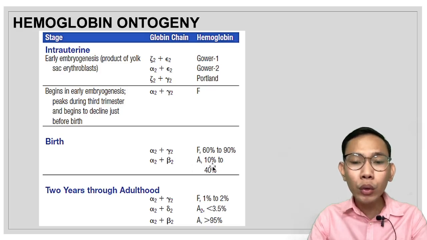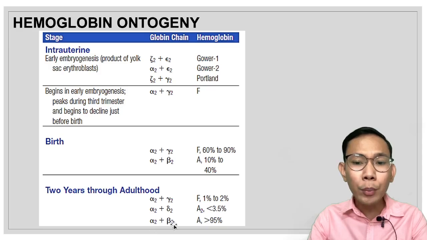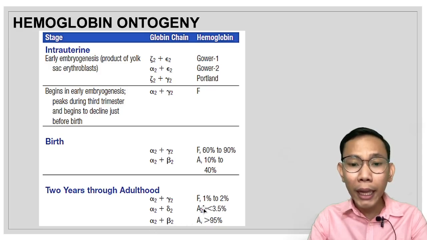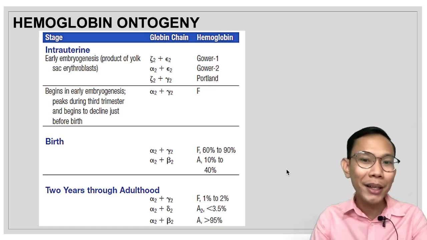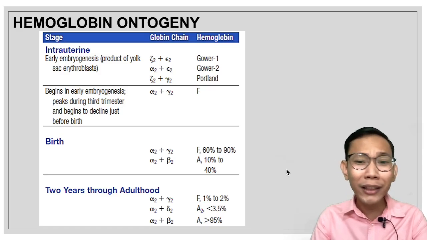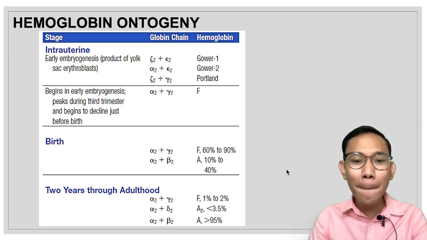Hemoglobin A1 is only 10 to 40% during birth. But from 2 years to adulthood, the predominant hemoglobin is hemoglobin A1, which is alpha 2 beta 2, with a little bit of A2, alpha 2 delta 2, and lastly, fetal hemoglobin, which is 1% to 2%, composed of globin chains alpha 2 and gamma 2. Again, guys, wala talaga tayong choice, but ulit-ulitin natin to para mas lalong ma-memorize.